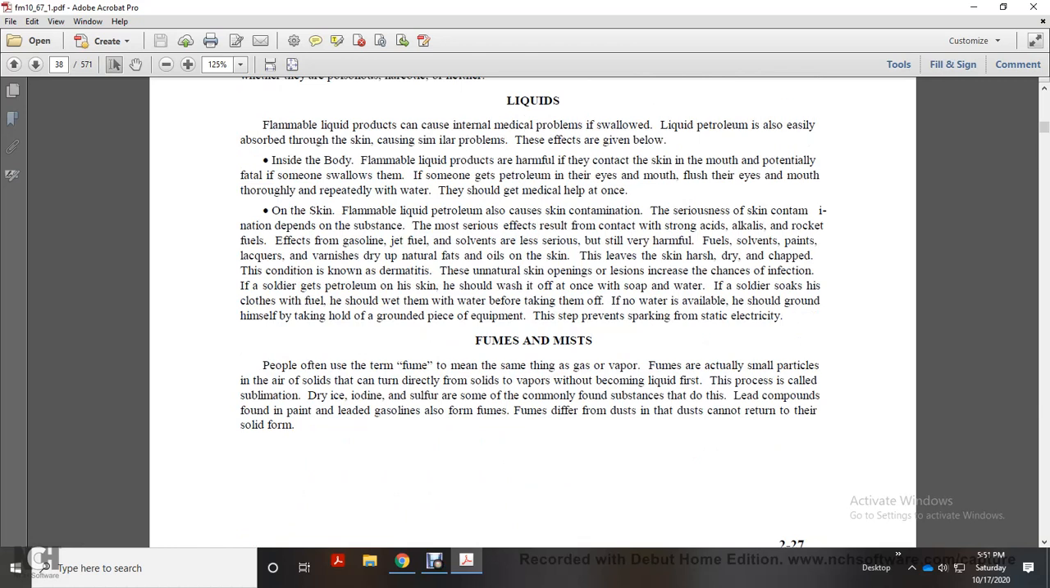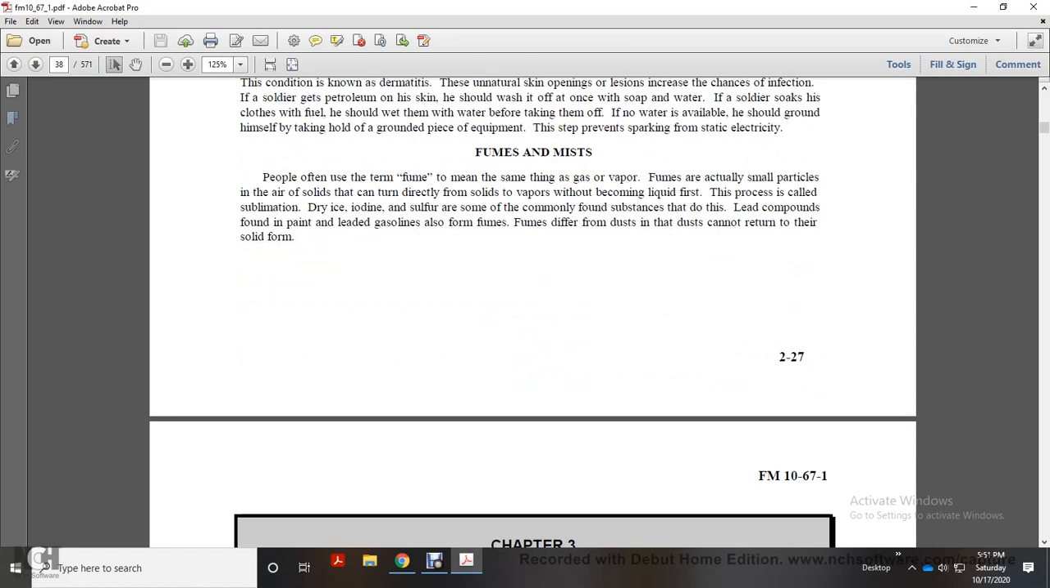Fumes and mist. People often use the term fume to mean the same thing as gas or vapor. Fumes are actually small solid particles in the air, and some solids turn directly from solids to vapors without becoming liquid first. This process is called sublimation. Dry ice, iodine, and sulfur are commonly found substances that do this. Lead compounds found in paint and leaded gasolines also form fumes. Fumes differ from dust in that dust cannot return to its solid form.